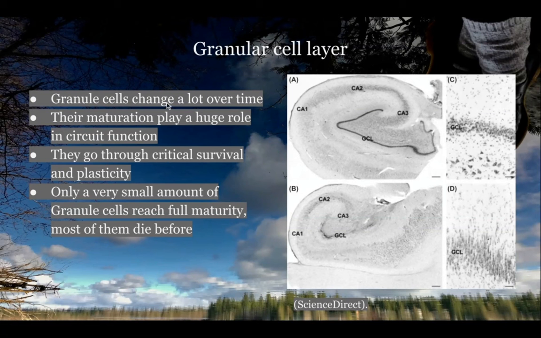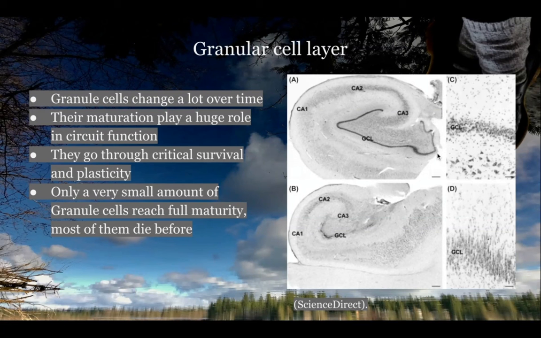These granule cells change a lot over time, and that's what is so important about them, the different stages that they have and the different functions they have while they're changing. They go through something called a critical survival and plasticity, which I'm not really entirely sure what that is, but I do know it has to do with their maturity and the differences they have as they mature.